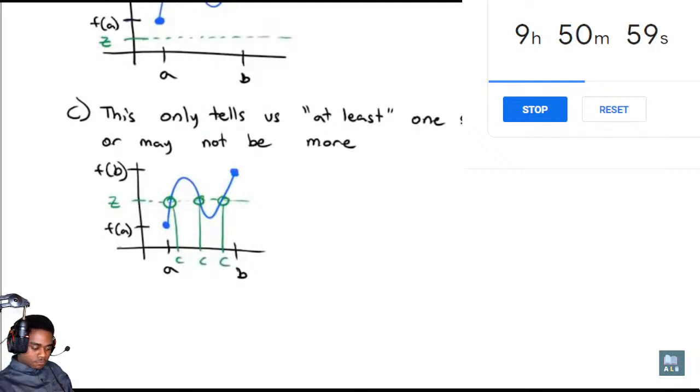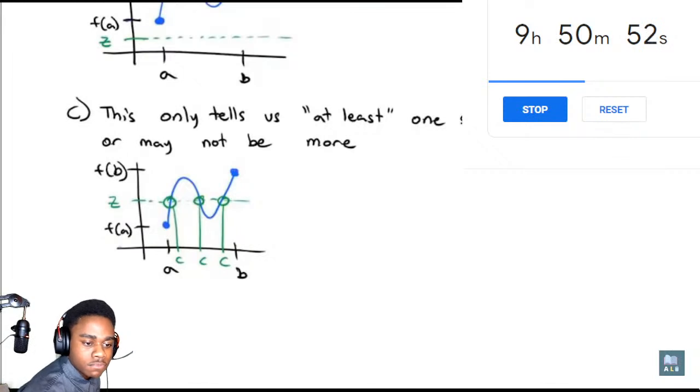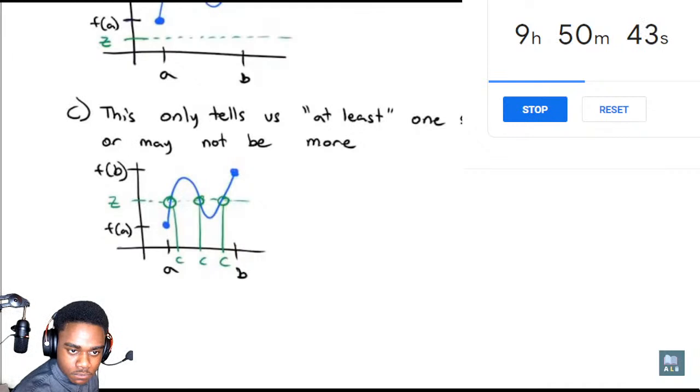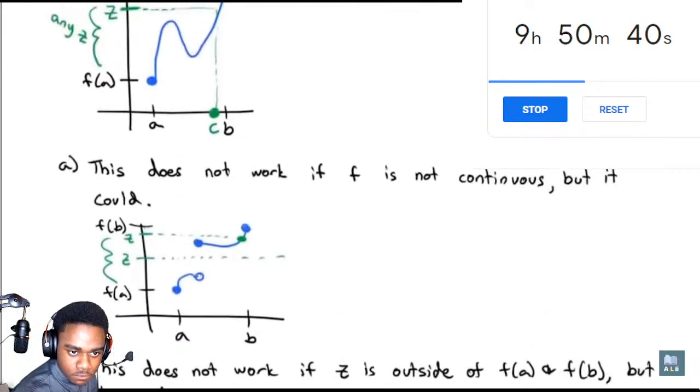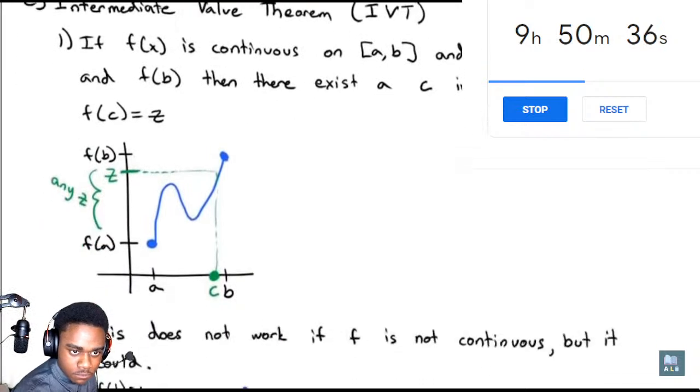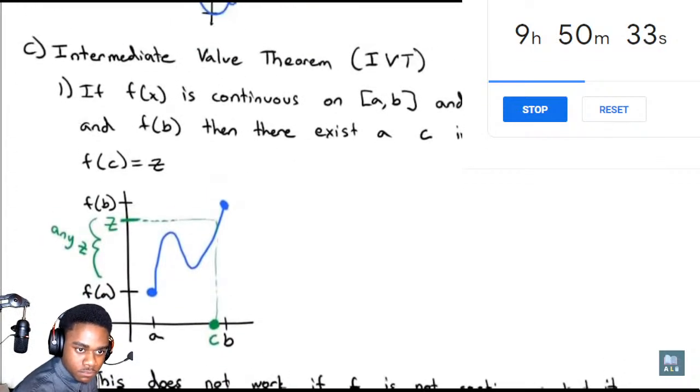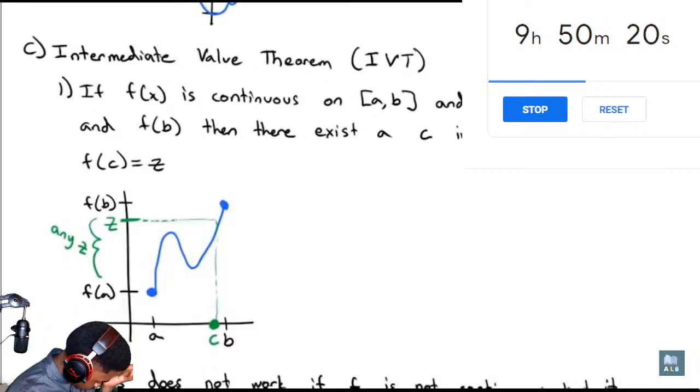We are guaranteed with the intermediate value theorem that there is at least one solution for z. There could be more, but we have no way of knowing if there is or is not more. So that's really what this intermediate value theorem is trying to say: if f of x is continuous and our z is somewhere between those y values of f of a and f of b, then there exists at least one c such that when we plug c into the function, we get z for a solution.